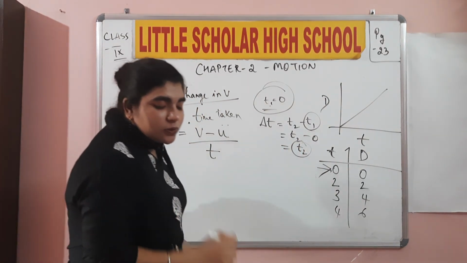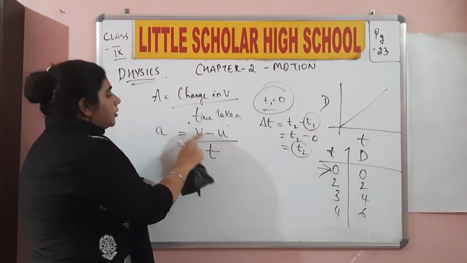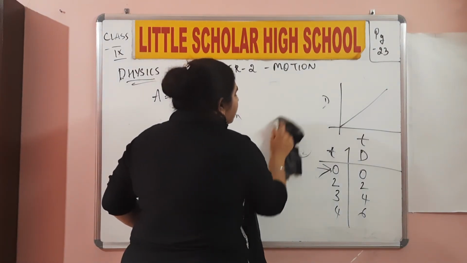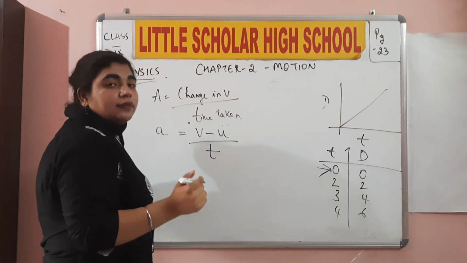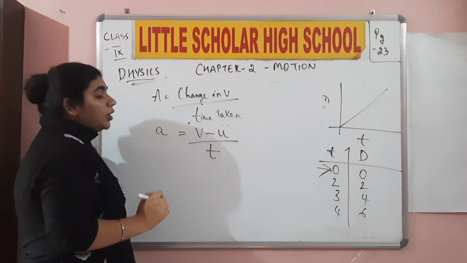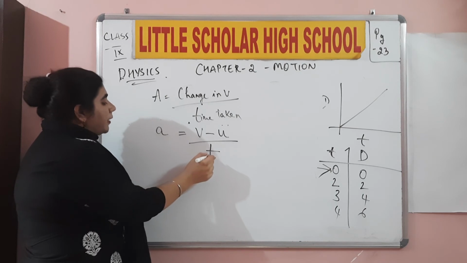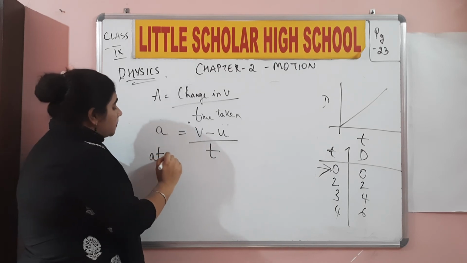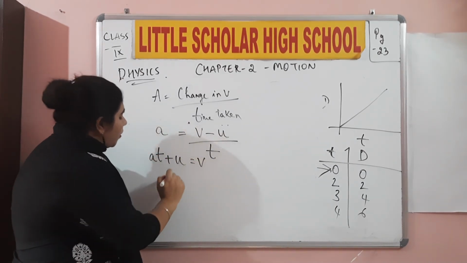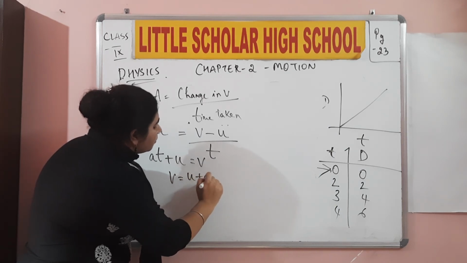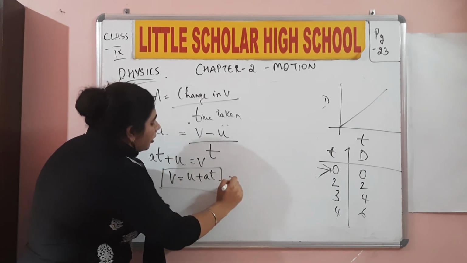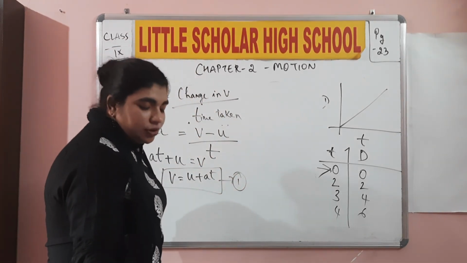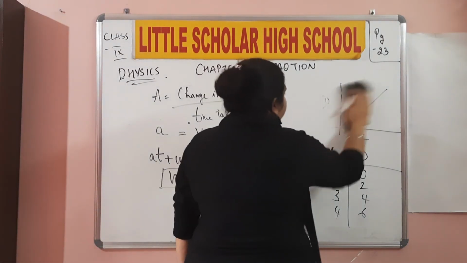Did you understand? That is why we write change in velocity by time taken as v minus u by t. Change in velocity is written as final velocity minus initial velocity, by the time taken. Now we can alter this equation a little bit. I can multiply t to a, so it becomes at, and u is taken this side, so this becomes plus u is equal to v. So what is the new equation now? V is equal to u plus at. This is your equation number 1. Everybody clear with this one? So this is how we got equation number 1. Let's see further what all we get.